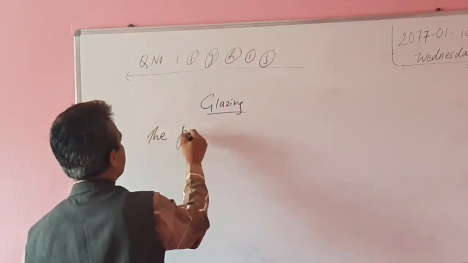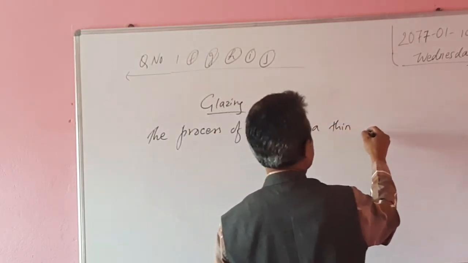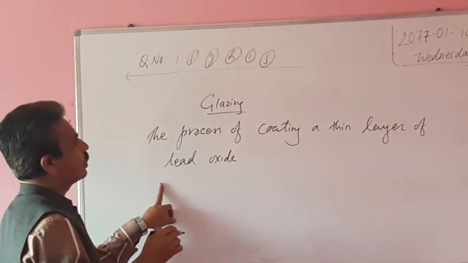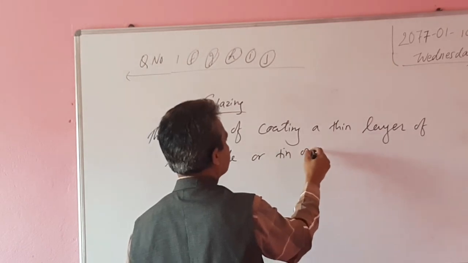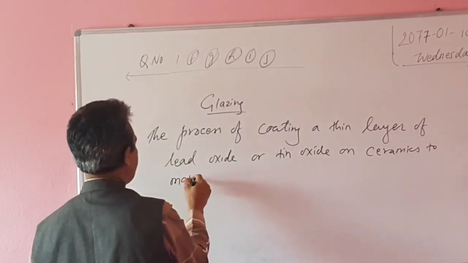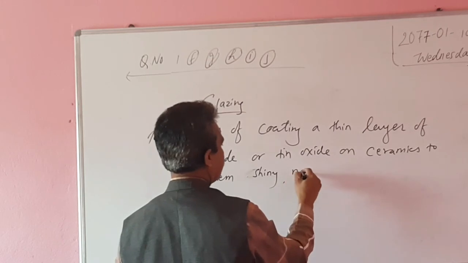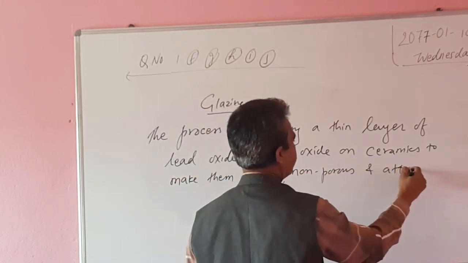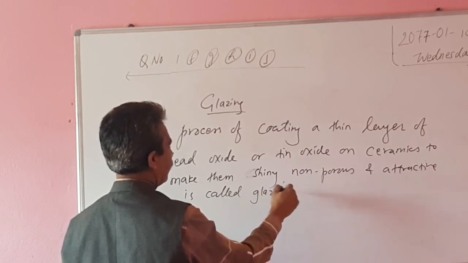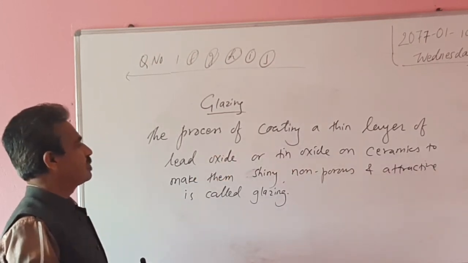The process of coating a thin layer of lead oxide or tin oxide on ceramics to make them shiny, non-porous and attractive is called glazing.